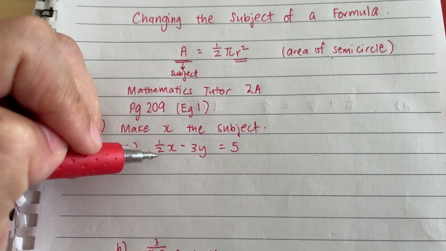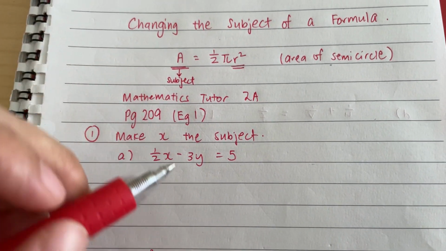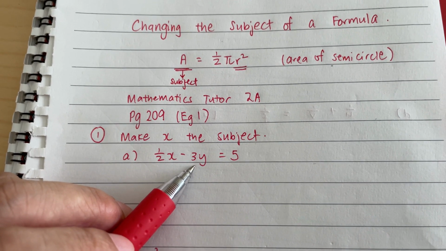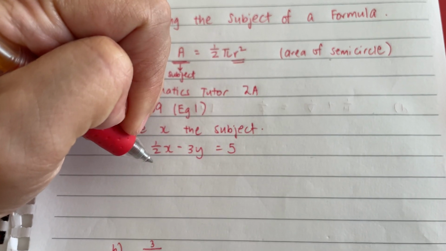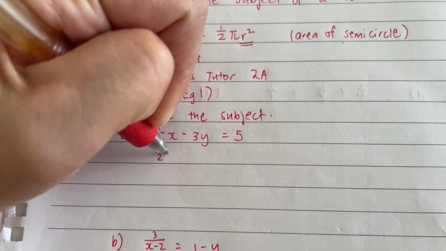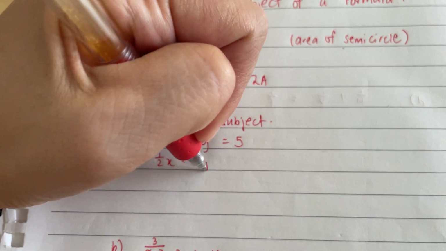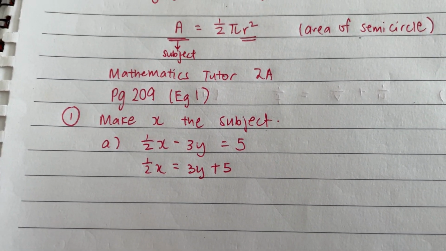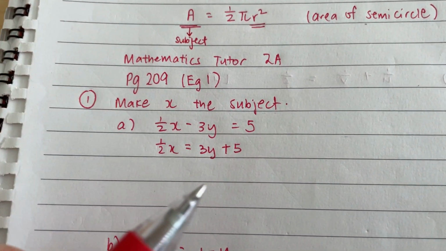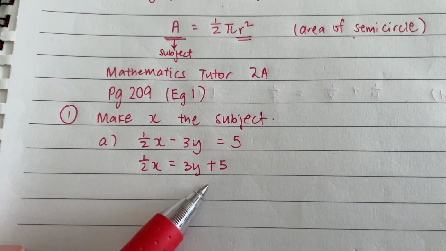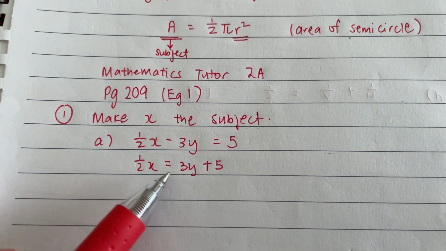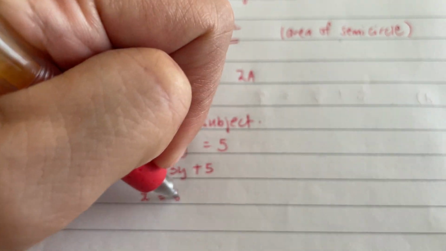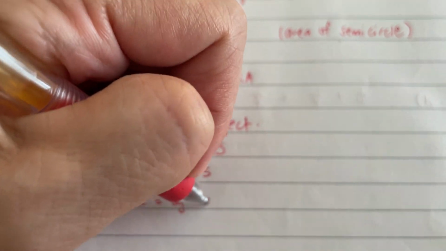Alright, so in this case, how do we make x the subject? Let's start by moving all other terms that have no x in them to the right hand side. So we are going to move minus 3y over. So we have this. And next, how do we make the coefficient of x become 1? We divide everything by half, or alternatively, we can multiply each term by 2. So we'll get x equals to 6y plus 10.